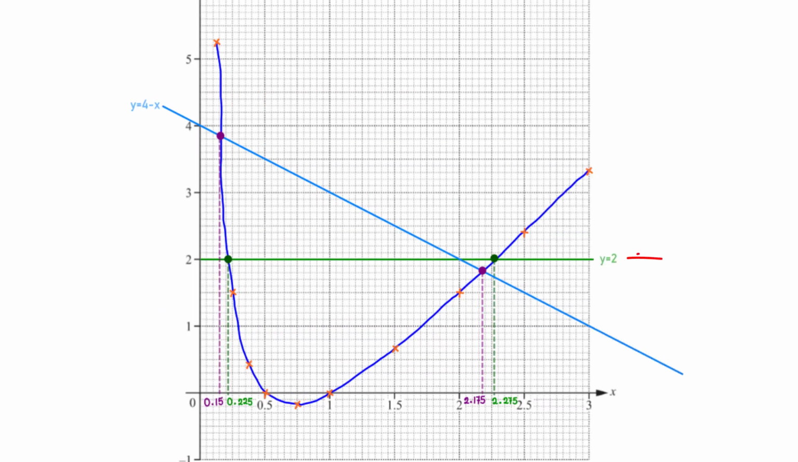On the grid, we draw the line y equals 2 and mark its intersection points with the graph, which have x coordinates 0.225 and 2.275. We see that there are two regions of the graph that are above y equals 2. For the first region, the x-coordinates are to the left of 0.225. This can be described as x is less than or equal to 0.225. And for the second region, the x-coordinates are to the right of 2.275. This can be described as x is greater than or equal to 2.275.